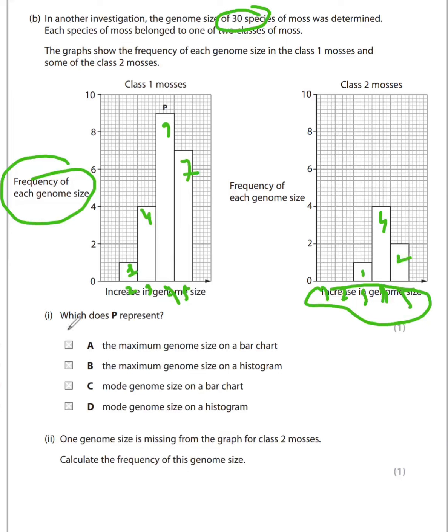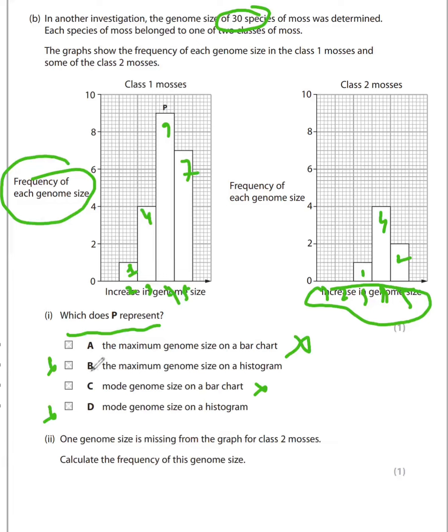Okay, so the question is which does P represent? So the answer cannot be A and C. Why? Because this is a histogram. It is not a bar chart. If it were a bar chart, the graph would be like this, with gaps between the bars. This is a histogram. So the answer should be B or D, isn't that so?